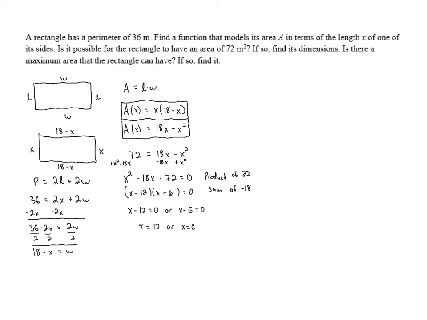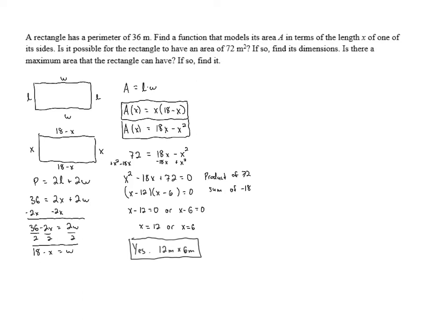So whichever one of these we choose to be the length, the width is just going to be the other. So in the end, our answer is that yes, it is possible, and the dimensions are just going to be 12 meters by 6 meters. So yes, it is possible, and the dimensions are 12 meters by 6 meters. That will give us an area of 72 meters squared.